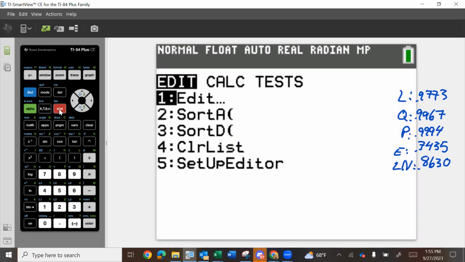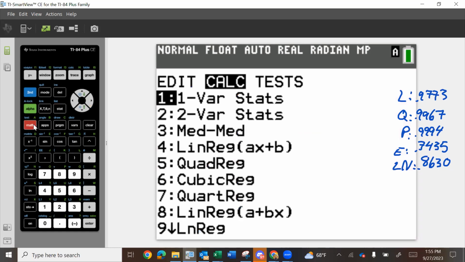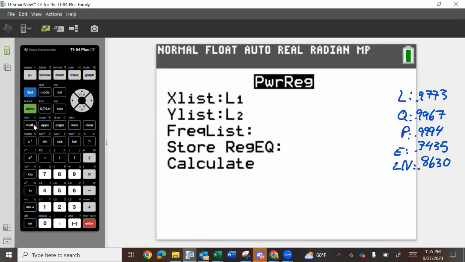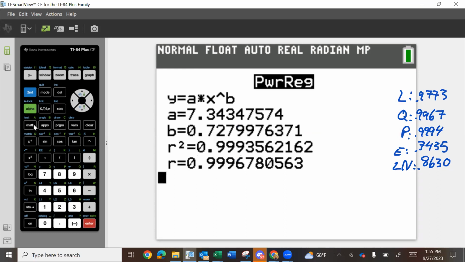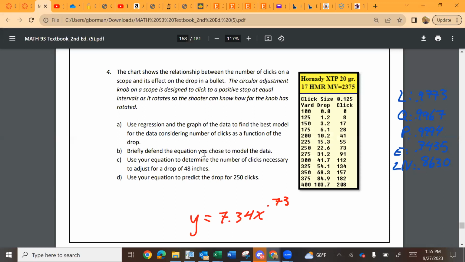So I'm going to go back and get that power model. This time I'm actually going to write it down because I kind of need it. I don't think it said how many decimal places, so I'm going to pretend it said 2. Okay, so 7.34 x to the 0.73. Now most of the interesting stuff is done. Briefly defend the equation you chose to model the data. That's all I've been doing.